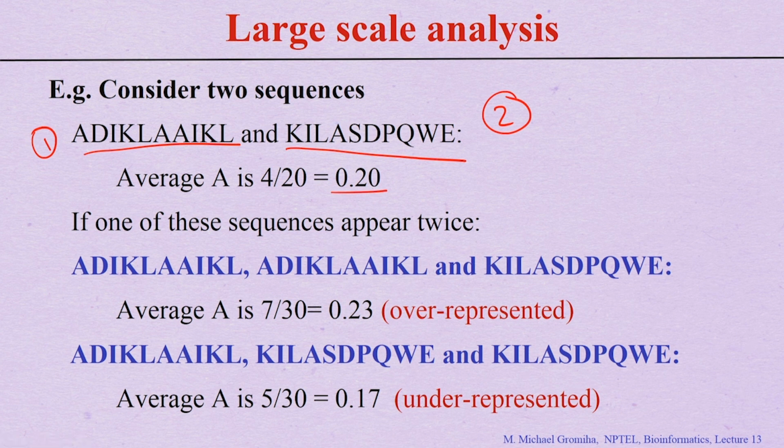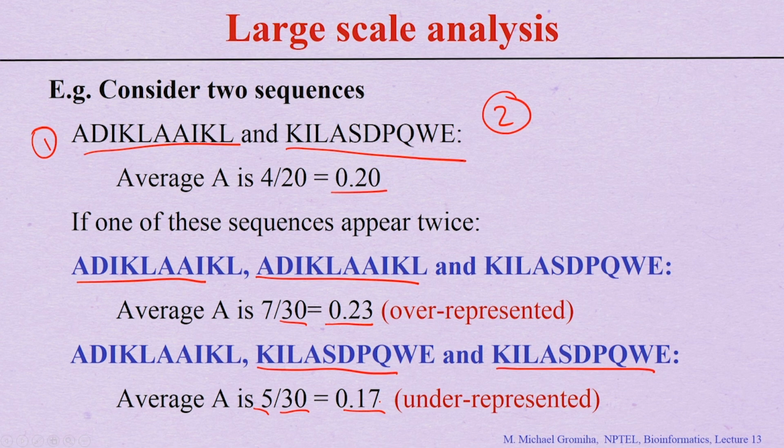In some cases, for example, if one of the sequences appears twice, that means we introduce a bias in this analysis. For example, this sequence appears twice. Now, in total how many residues? 30 residues. Out of 30 residues, how many alanines? It is 7. So, if you take the composition, now it is 0.23, which is over-represented. If you have the second sequence twice, then what is the average alanine? Total 30 residues, 5 by 30 equals 0.17.